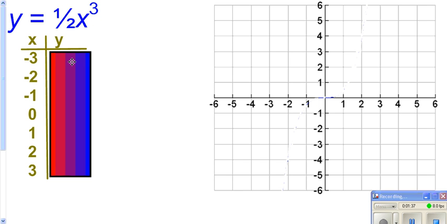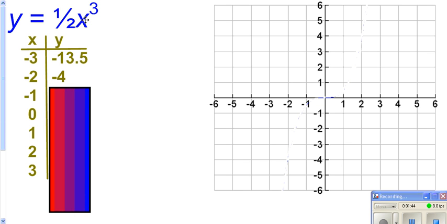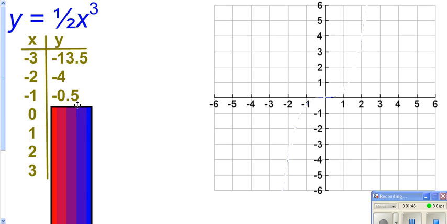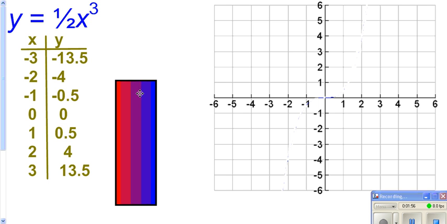-3 cubed is -27 times a half. -2 cubed is -8 times a half. -1 cubed is -1 times a half. Plug in 0, 0 cubed times a half. And then you're going to just basically add the positive versions of those when you plug in those there.